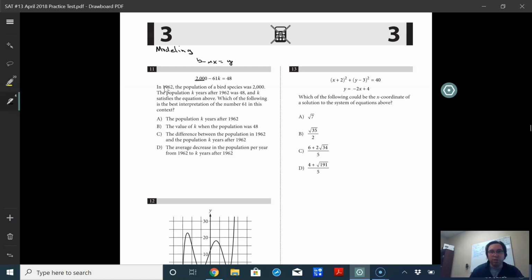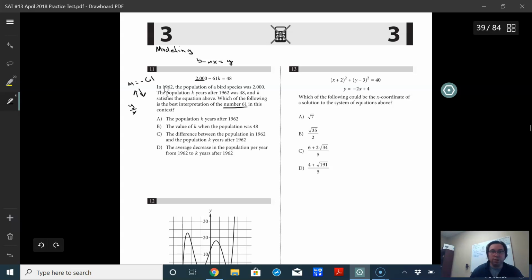Which of the following is the best interpretation of the number 61 in this context? Now, 61 we see is referencing the slope, and we see it's going down. So M equals negative 61. And remember, the slope M is always talking about some sort of increase or decrease. It's also going to be the Y unit over the X unit.